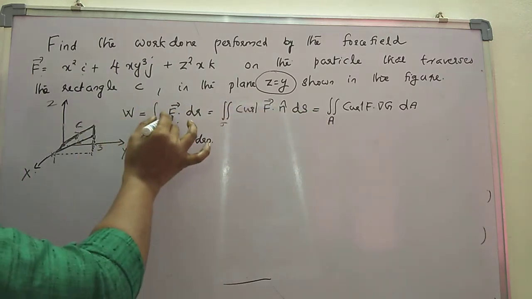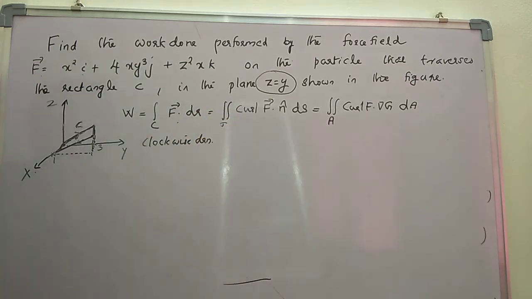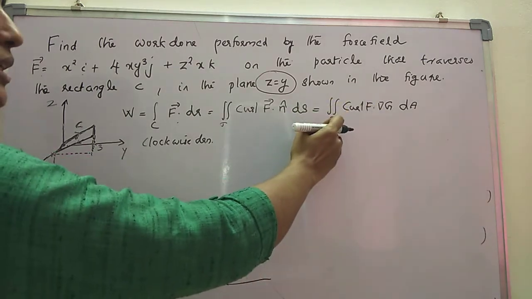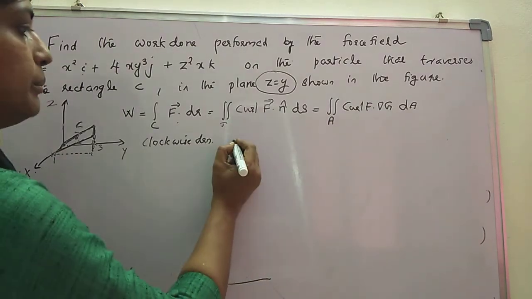That is, the integral over C of F dot dr is equal to the double integral over sigma of curl F dot dn dS. We are using this formula for evaluating, that is, the double integral over the region of curl F dot del g dA. Now we will find out one by one.